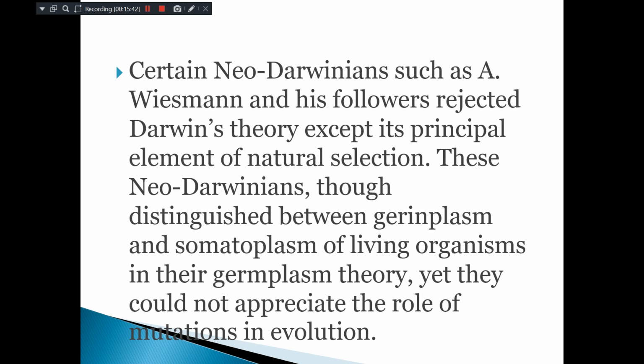Germplasm and somatoplasm are among the chromosomes, we know somatic chromosomes and sex chromosomes. Sex chromosomes are going to take part in developing the characteristic feature, not the somatic cells. Somatic cells and germ cells: germ cells are going to contribute for the future generation, not the somatic cells or the body cells. So that's why they agreed to the fact of natural selection, but disapproved other things.